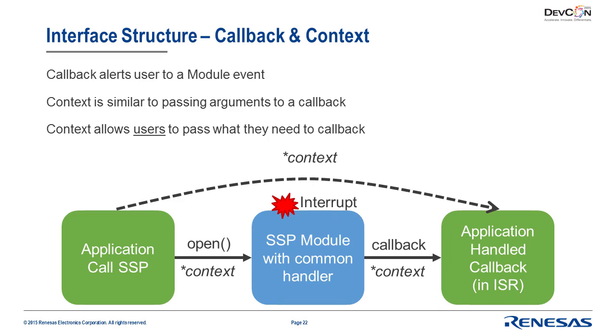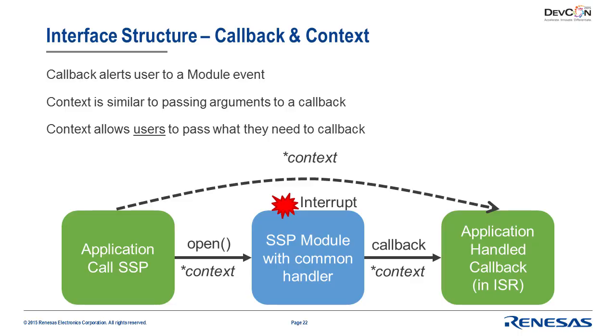Context, which is used together with the callback, is similar to passing arguments to a callback. So let's look at an example of how that's used. Basically, context allows users to pass what they need to a callback. An SSP module handles the interrupt, so we call the callback function. We can pass what we want to the callback function, but we do not know what you need in the callback function. So there needs to be some way for users to pass what they need to the callback.